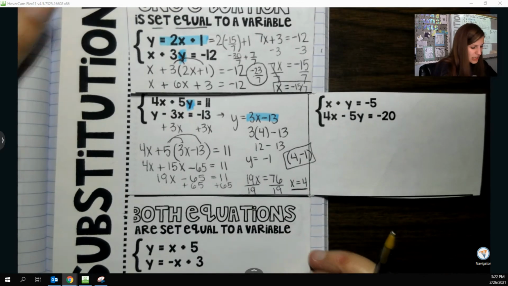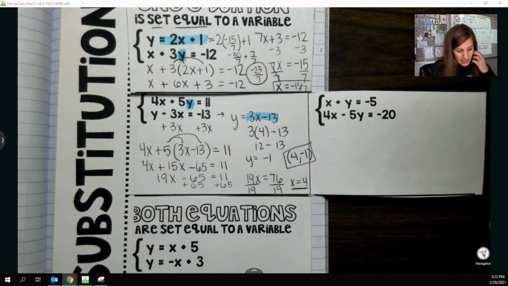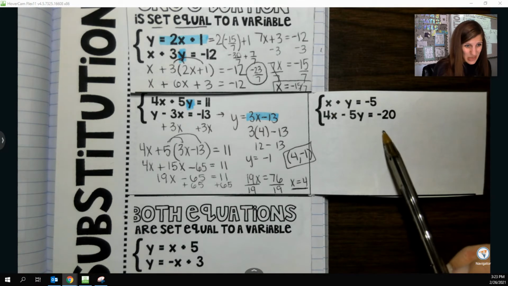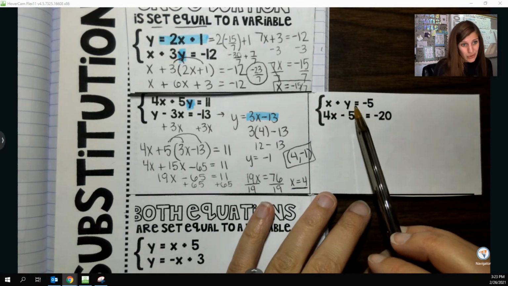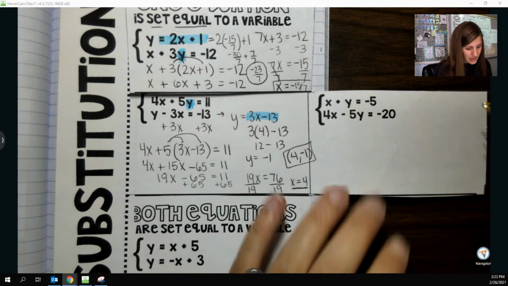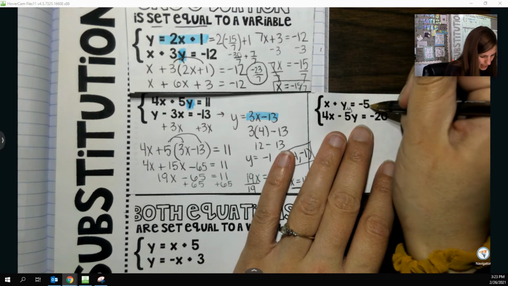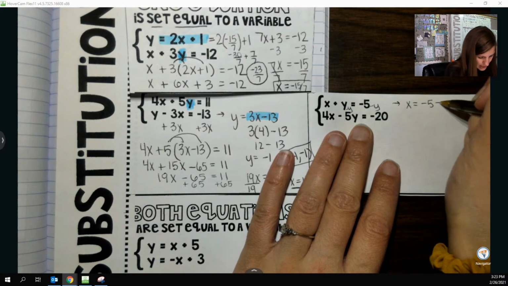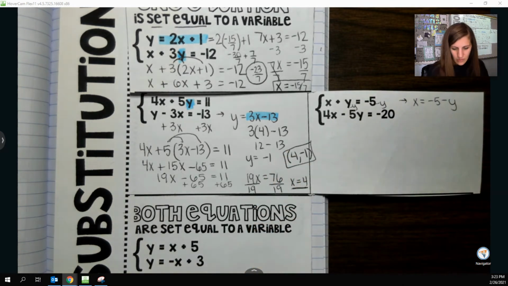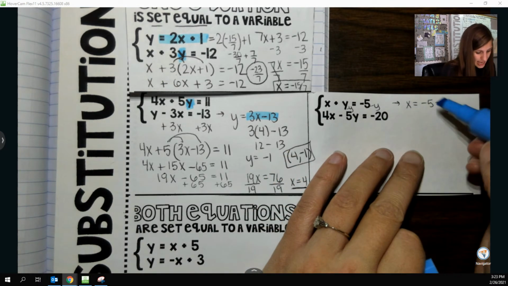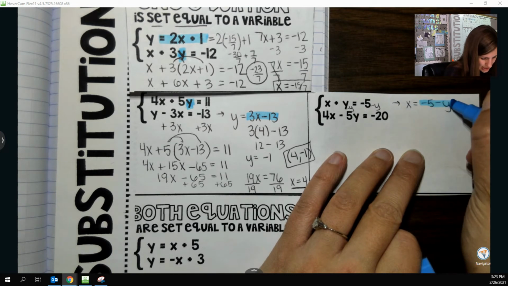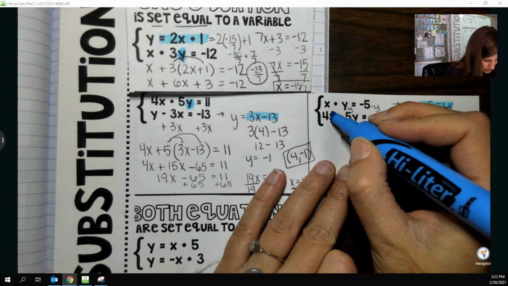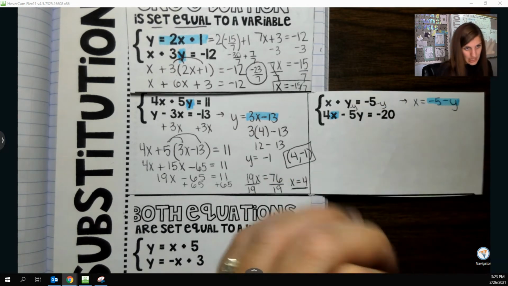Okay. So if we take a look over here, the easiest ones to get alone are really x or y. It kind of doesn't matter. So I'm just going to subtract y, and we'll have x equals negative 5 minus y, just to be weird. And then I'm going to take this and put it into my other equation in place of x, because that's what it's equal to.